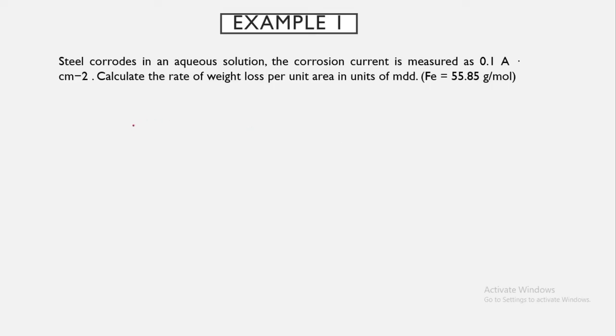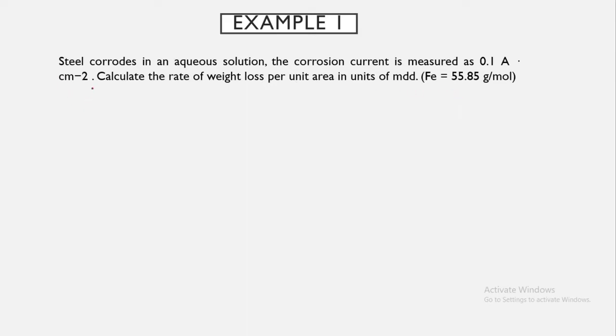Now let's take this example. The first example is asking us about steel corroding in an aqueous solution. The corrosion current density is measured as 0.1 amps per centimeter squared. Calculate the weight loss per unit area in units of MDD. And they gave us the atomic weight of iron to be 55.85 gram per mole.